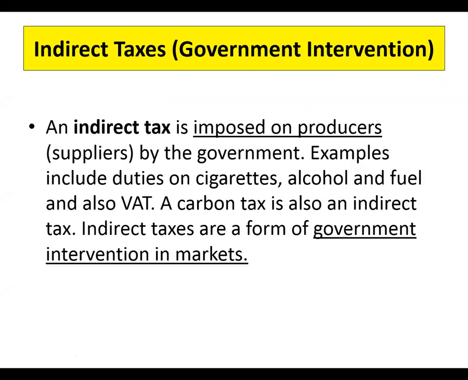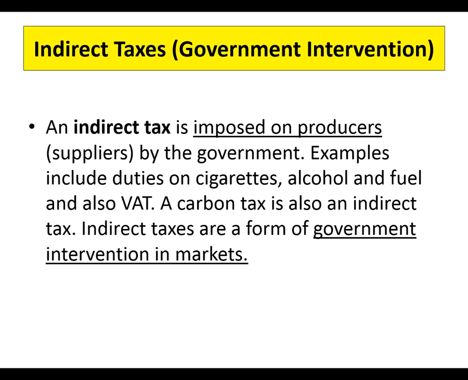By definition then, an indirect tax is imposed on producers or suppliers by the government. So the government have complete control over who and what they place a tax on. An indirect tax is different from a direct tax. A direct tax is a tax on income. It is a tax on earnings. An indirect tax is often said to be imposed on goods and services. It's a tax on consumption. It's a tax on the goods and services that we as consumers often purchase within society.